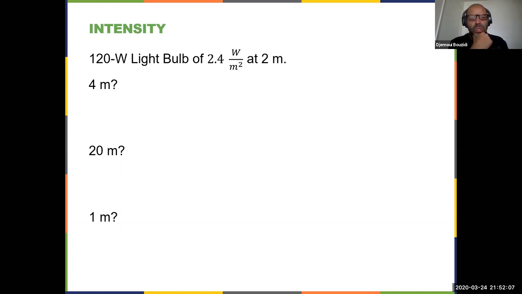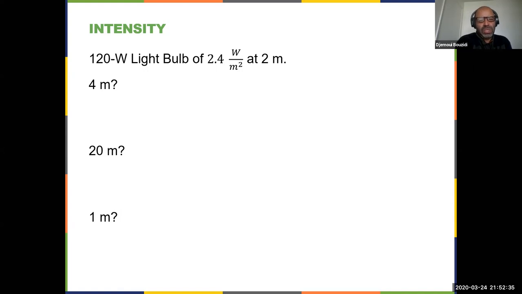This is at 2 meters away from it, about 6 feet. This is what we're recommended to stay away from. So basically somebody is holding a light bulb and you decided to practice, what is that called again? Social distancing. Okay, so we are at 6 feet away from it, 2 meters away, and this is how much we measure, 2.4 watts per meter squared.